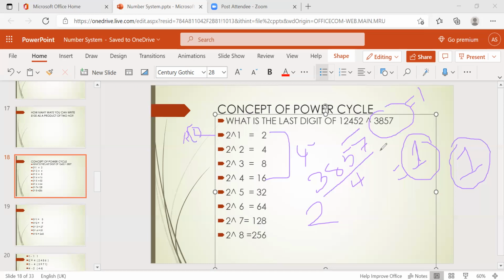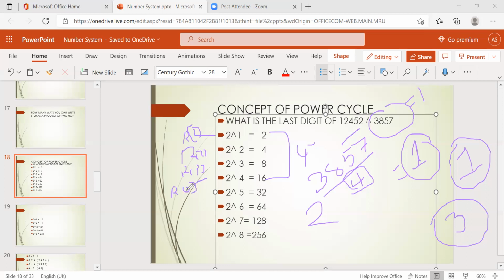Remainder 1. If you are dividing by 4, what is the maximum remainder? It will be 3 only, right? The maximum remainder is always less than the number. It is 3. So the remainders are 1, 2, 3, and 0, which is nothing but 4.